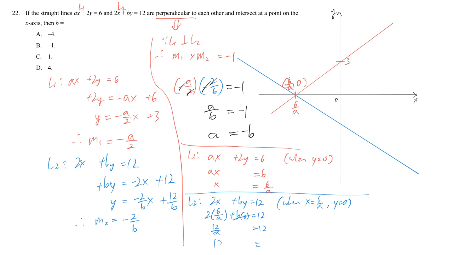Handle that carefully. Sometimes it's not what you think. Divide both sides by 12, we get a equal to 1. Together with this, a is equal to -b, so we take it back here. -b is equal to 1. That's why finally b itself is equal to -1. We get the answer b here.